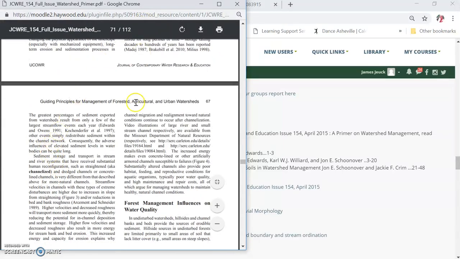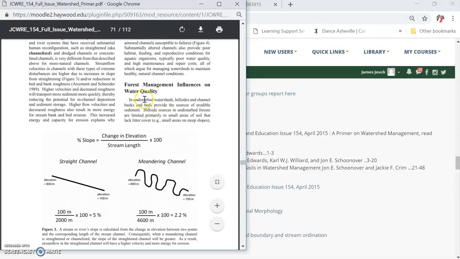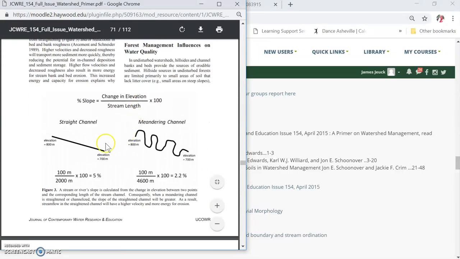So again, that's kind of an interesting little part right there. And then it talks about management influences on water quality. I didn't really talk about this that much, but a meandering stream has much more opportunity to slow down the water and drop the particles off.